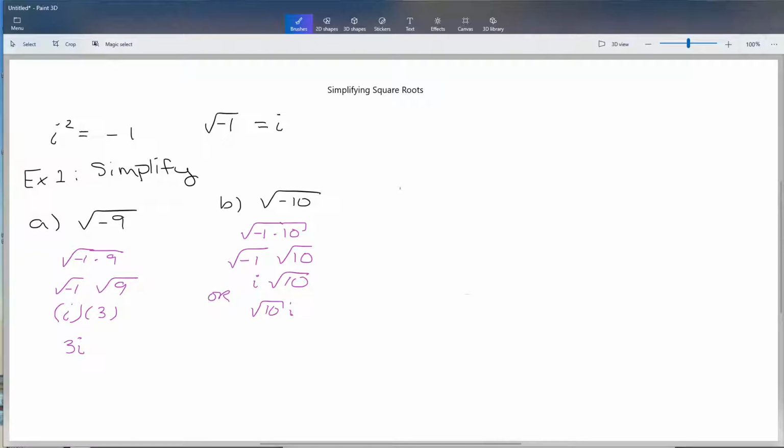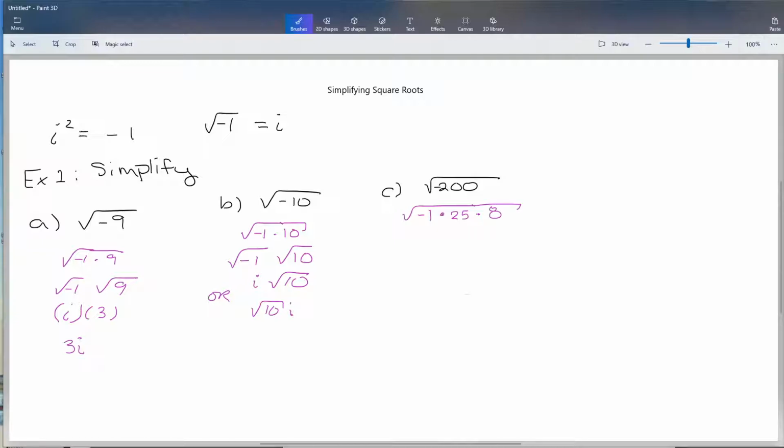Now let's look at another example, one that combines the stuff we've talked about with imaginary numbers with the stuff that we talked about in the last video. I'm going to look to simplify this. I know that I have -1 as one of the factors. I also have 200. I know that 25 divides 200 and that that's a perfect square. So I have 25 times 8.